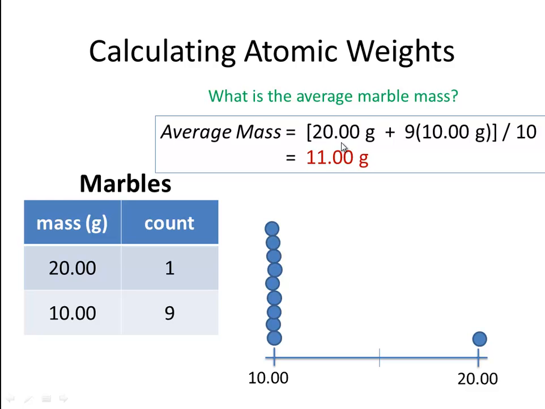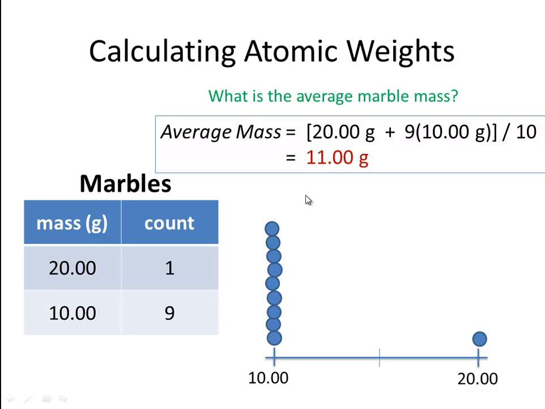So if you set it up in a formula, you'd have 20 grams plus 9 times 10 grams, which is 90, and 90 plus 20 is 110. And then to get the average, you would divide that total by the number of marbles altogether, which is 10, and you'd come up with 11.00 grams, right? Okay, so that's pretty straightforward.